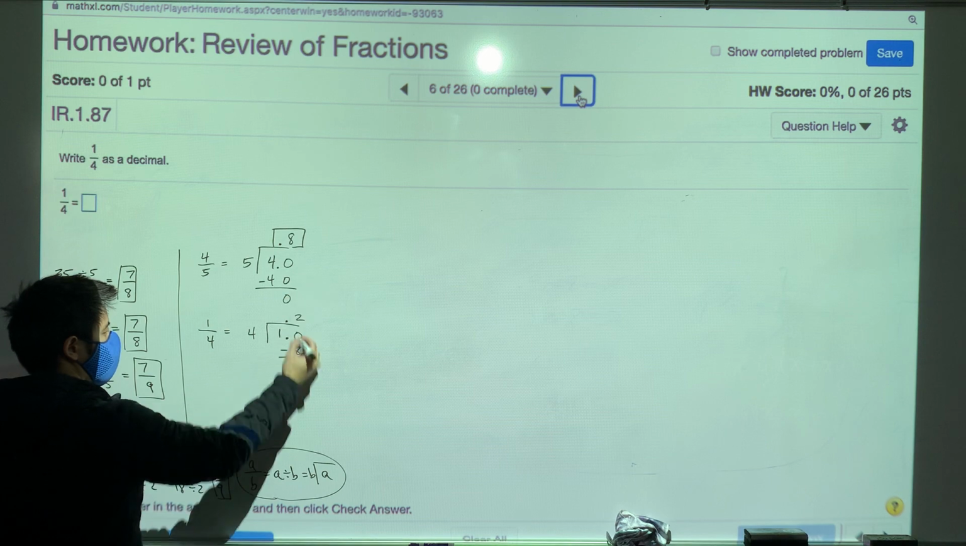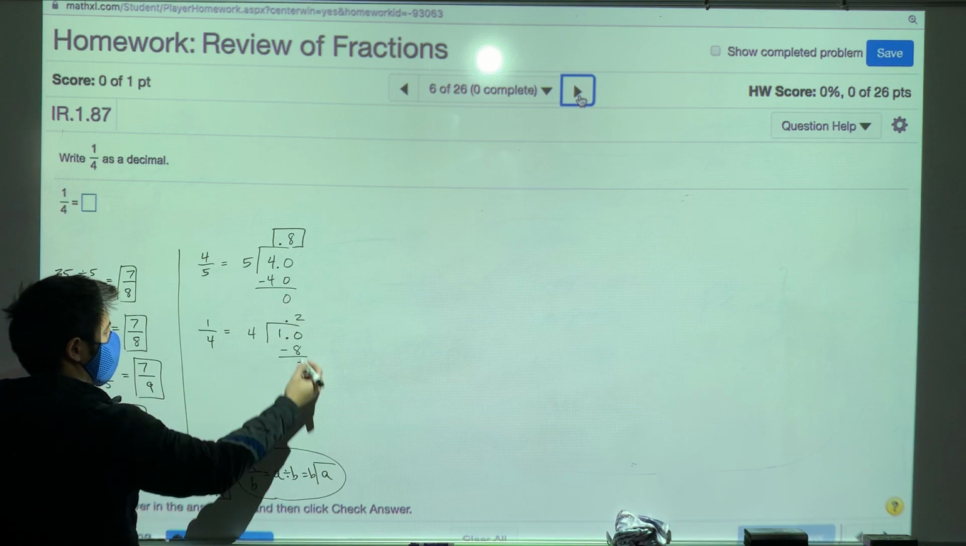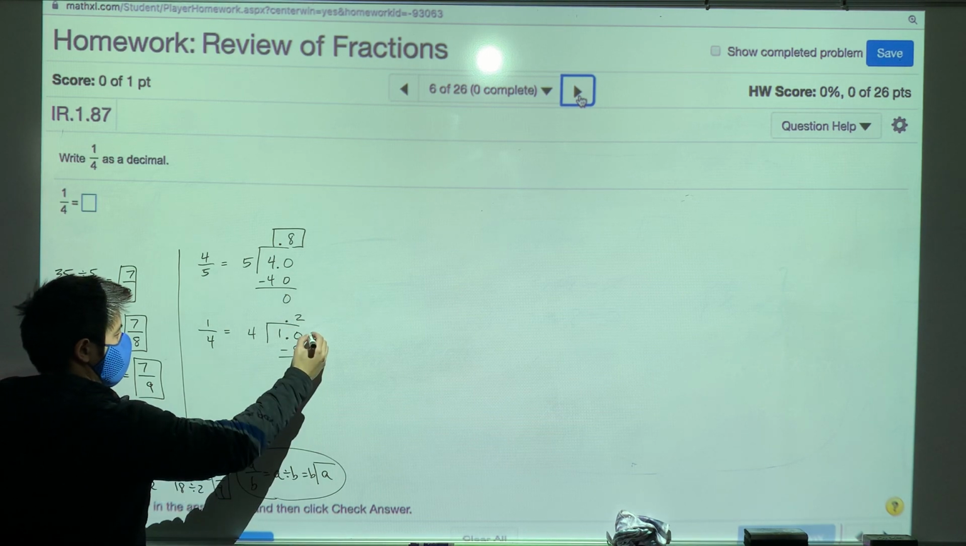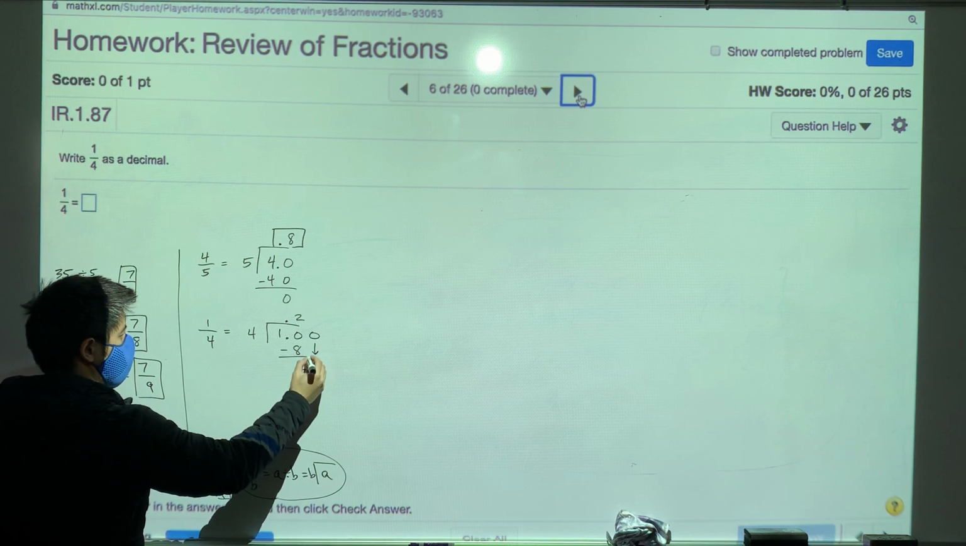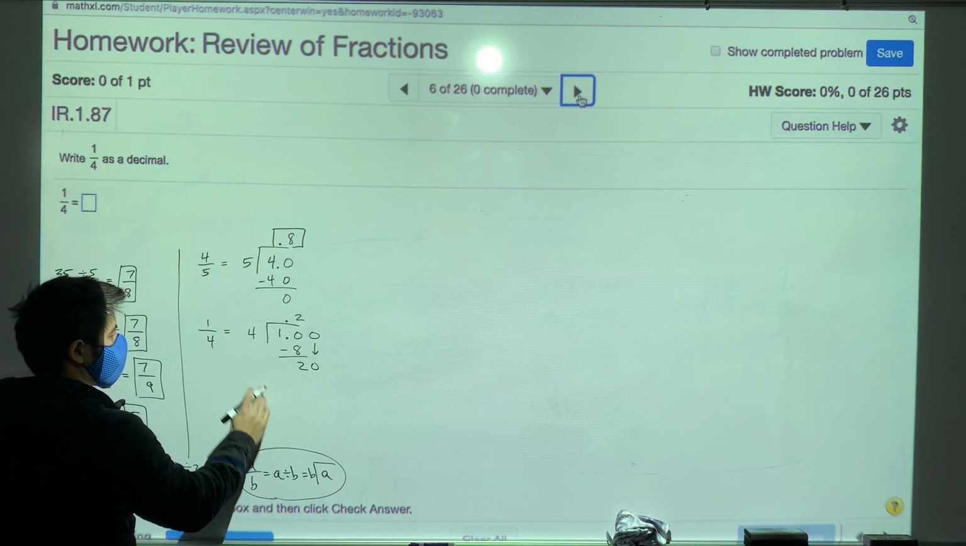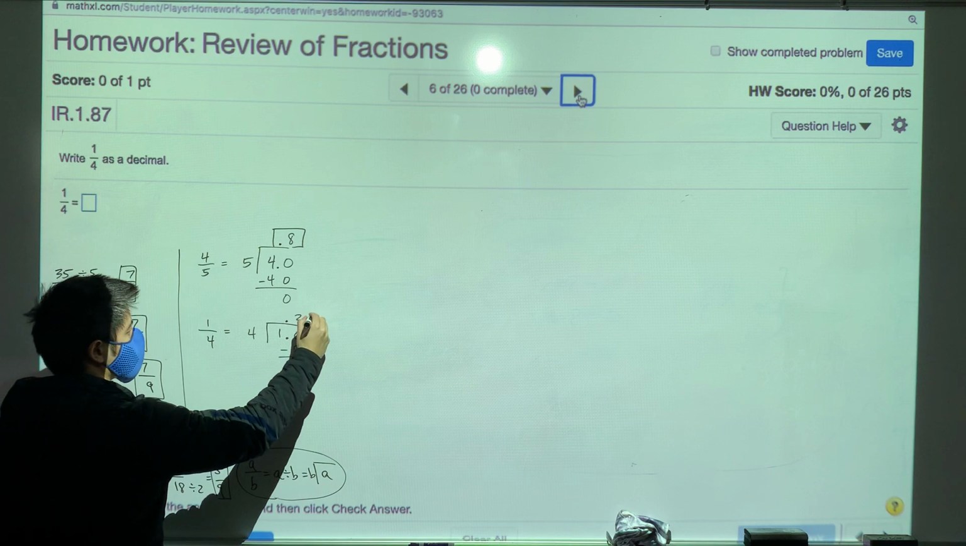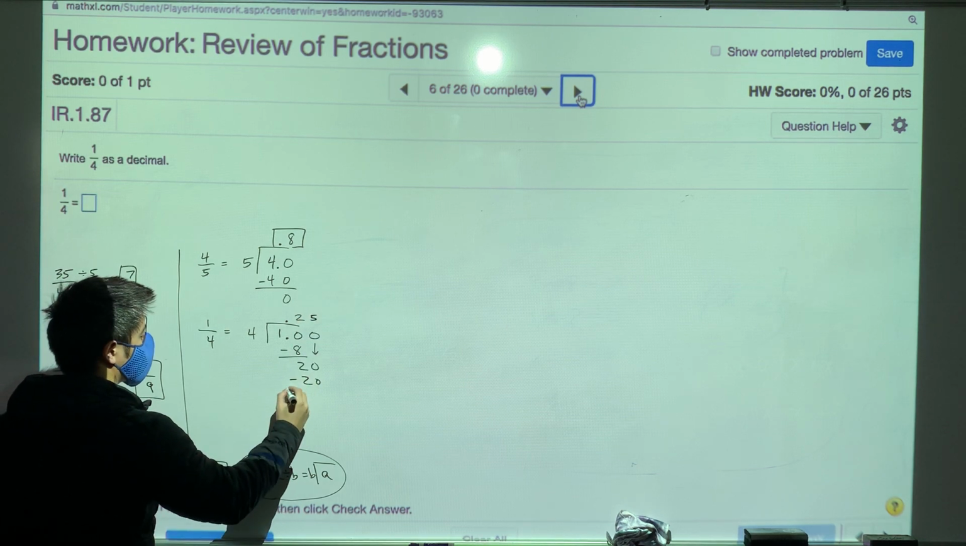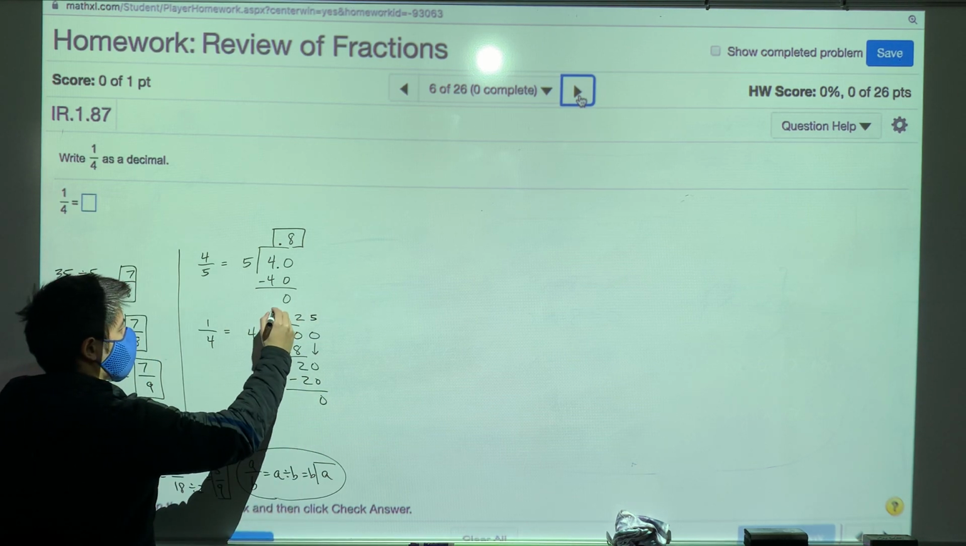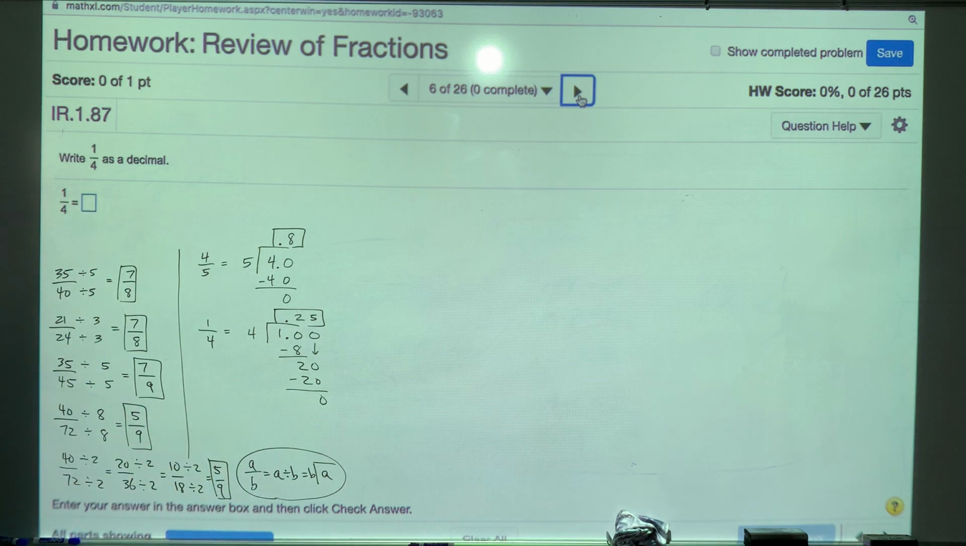Now I'm not done yet. Like the previous problem, I was finished because I got a 0. However, I have a remainder, which means I need to keep going. Add a 0, and then do it again. Will 4 go into 20? Yes, 5 times. Once again, having a good handle on your times tables makes a big difference.